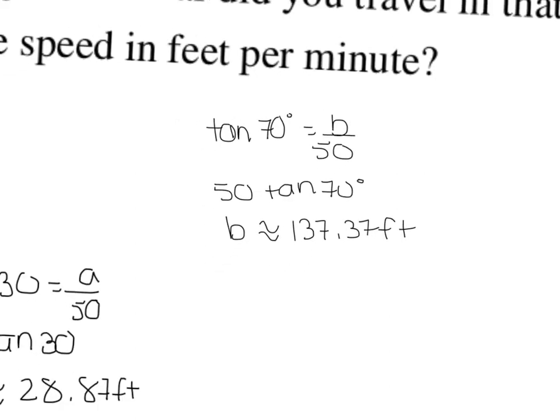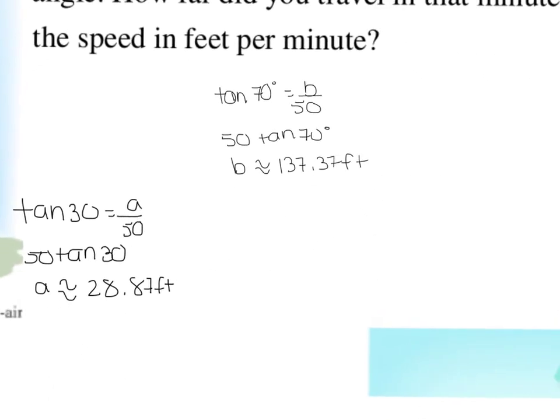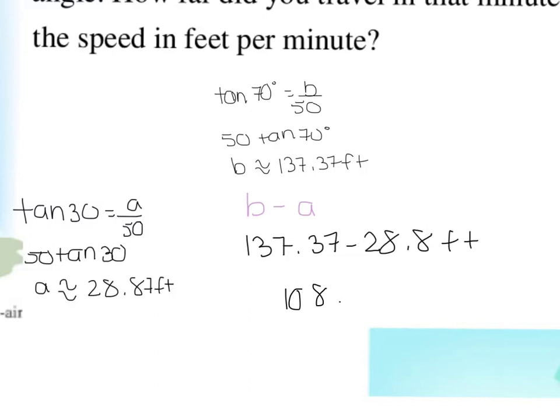This is her total distance in that time frame from when her friend started recording, but I want to know how far she traveled in a minute. So what I'm going to do is take B, and subtract A. All right, in 1 minute, your friend traveled 108.57 feet.